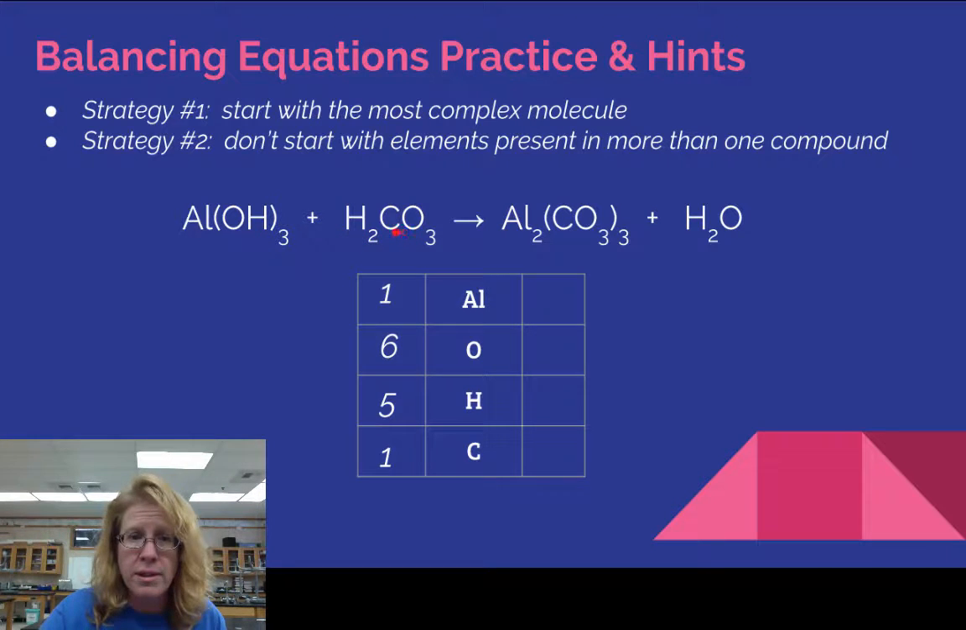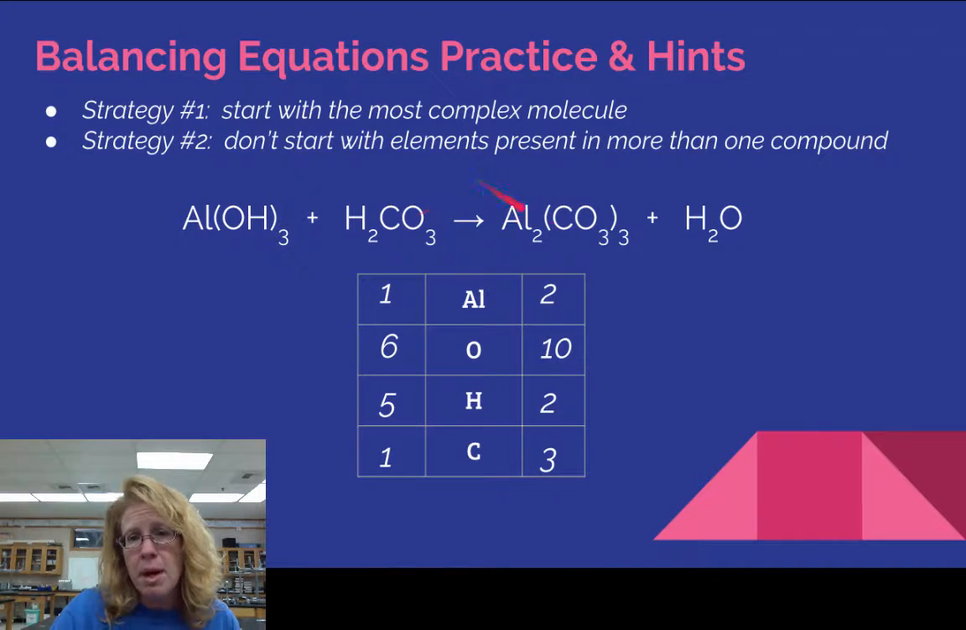Last but not least, I have 1 single carbon. There it is right there. So yes, when you have elements that appear in more than one place, sum them up. Get the total number of hydrogens, total number of oxygens. On the right side, when I count those up, I get some big numbers over here.